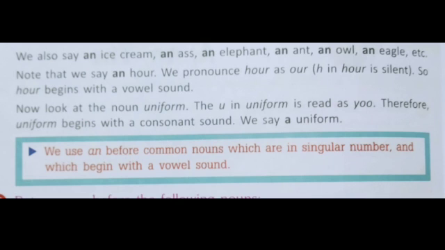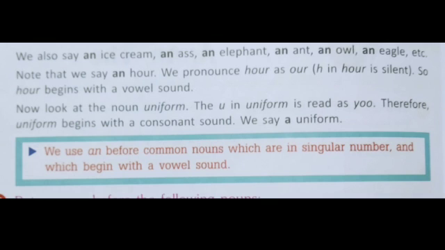Now students, there are some words which we pronounce with a vowel sound even though there are consonants before that. For example, hour, H-O-U-R. We put an before it because it gives the sound 'our', not 'har'. So H is silent over there, and hour begins with a vowel sound.